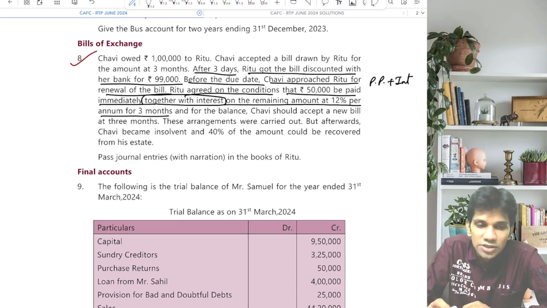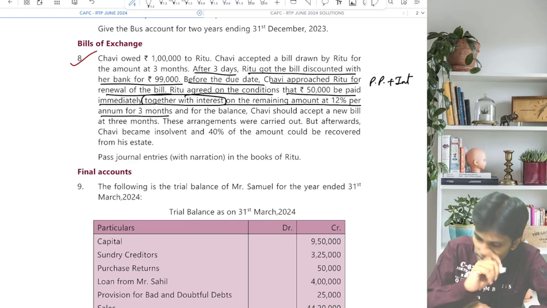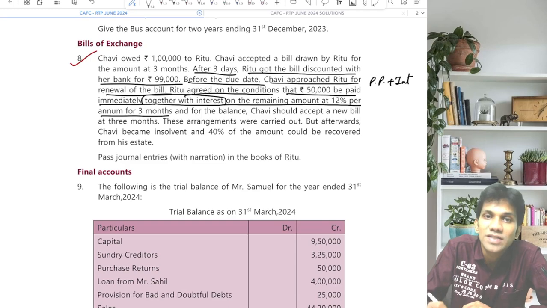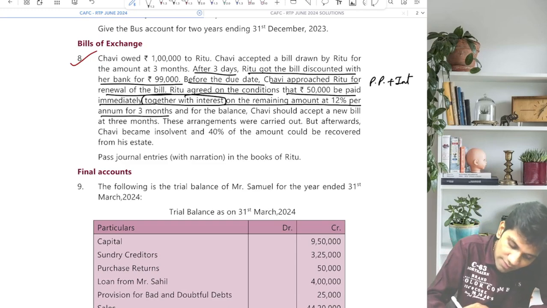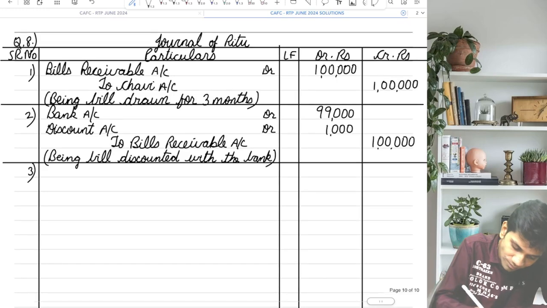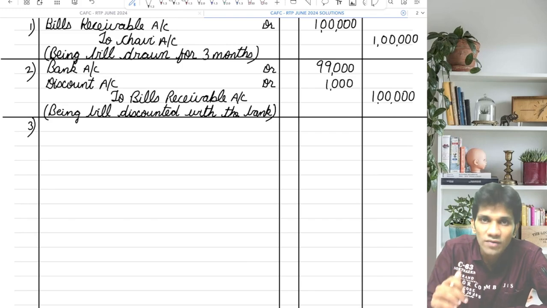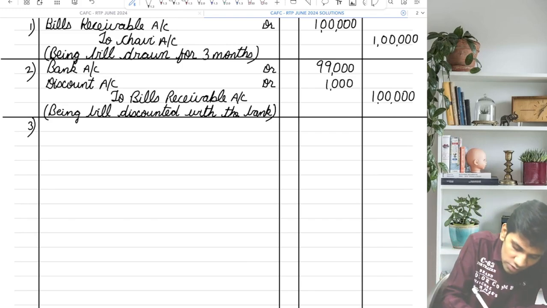So Chavi has requested to renew the bill. Ritu agreed for the same, and Ritu said that 50,000 you have to pay immediately along with interest, and interest Ritu will charge at the rate 12% per annum for 3 months. And for the balance, Chavi should accept a new bill at 3 months. Fine. So we have 4 steps to go from here. First step will be dishonor. In all cases, drawer will say drawee account debit, so Chavi account debit.